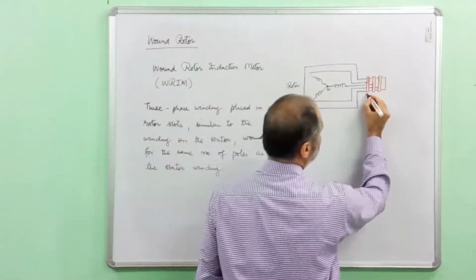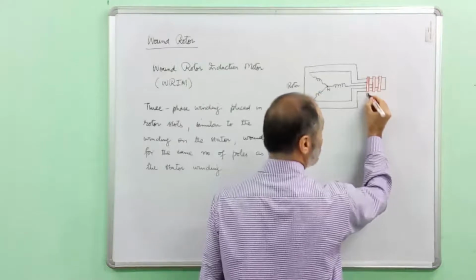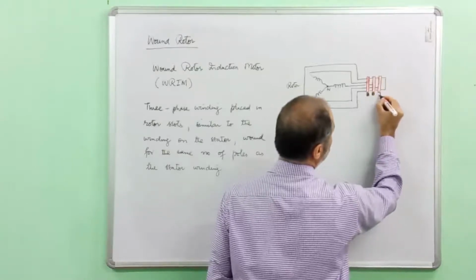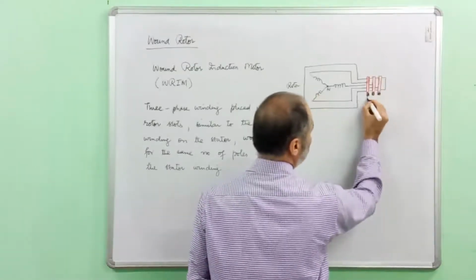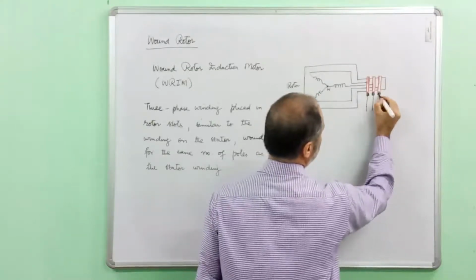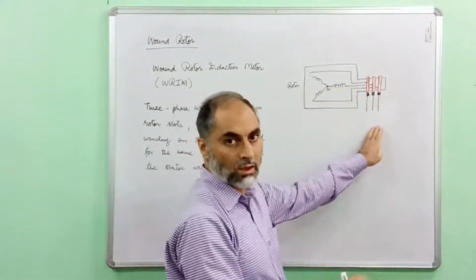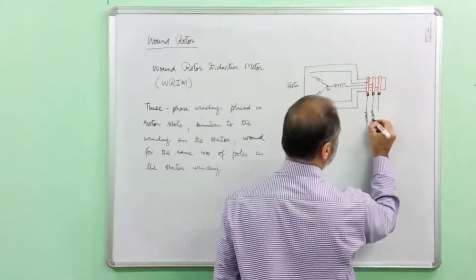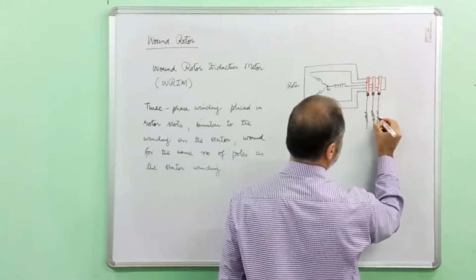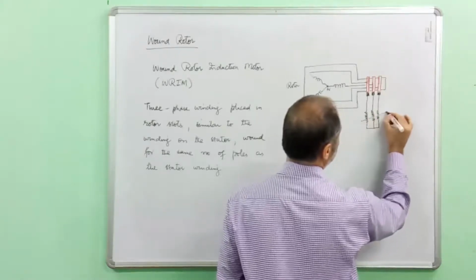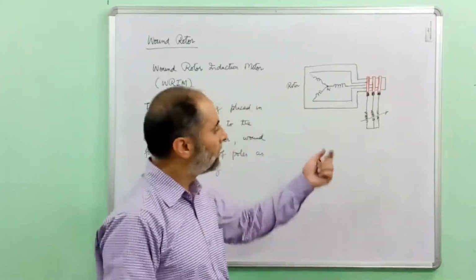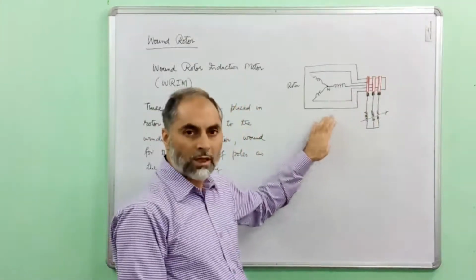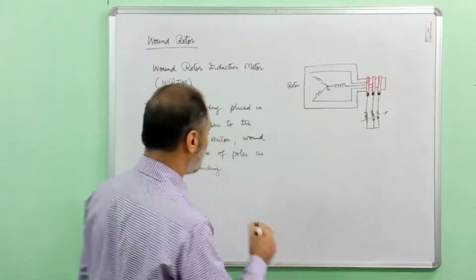And then there are 3 brushes which make sliding contact with the 3 slip rings, and therefore through these 3 slip rings the rotor winding is accessible externally, and therefore an external impedance can be connected in series with the rotor circuit. And by connecting a suitable impedance in series with the rotor circuit, the starting and the running performance of the machine can be controlled.